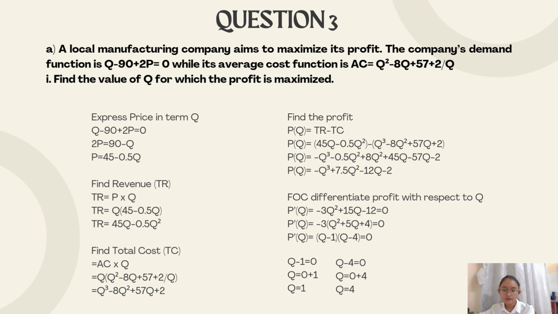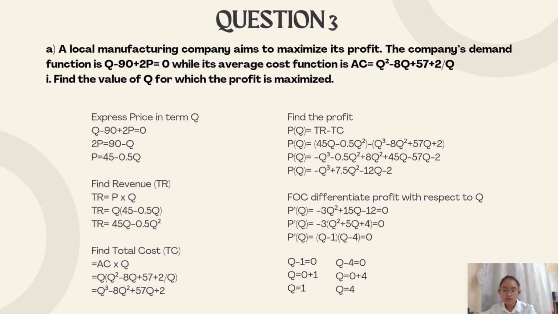The next step is the first order condition, FOC: differentiate profit with respect to Q. π prime Q equals negative 3Q squared plus 15Q minus 12 equals 0. Then we divide by negative 3, giving Q squared minus 5Q plus 4 equals 0. Then (Q minus 1)(Q minus 4) equals 0. Q minus 1 equals 0, so moving the negative 1 to the right-hand side, Q equals 1.